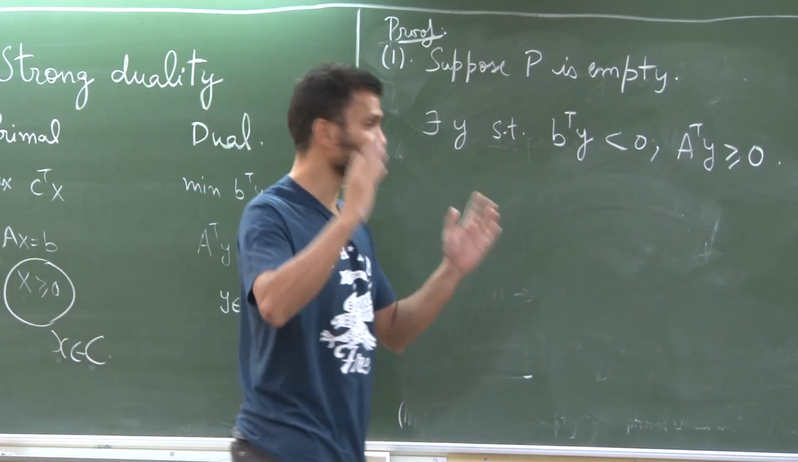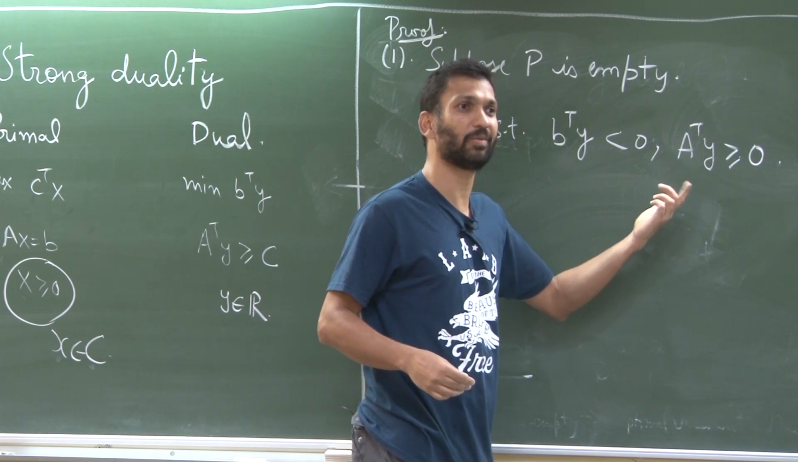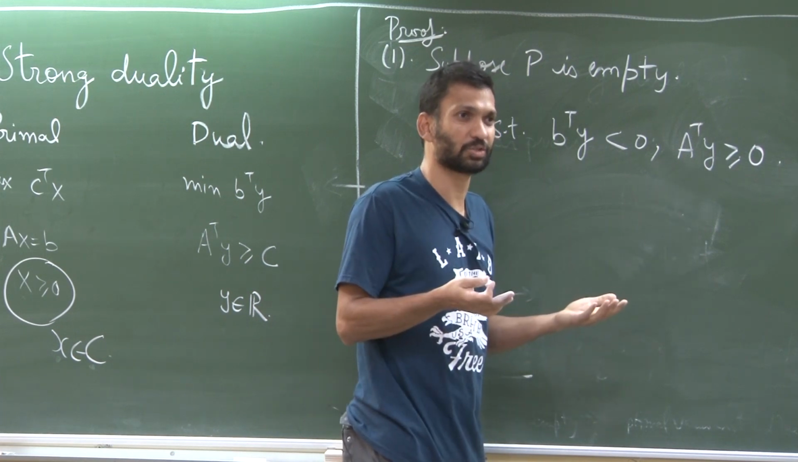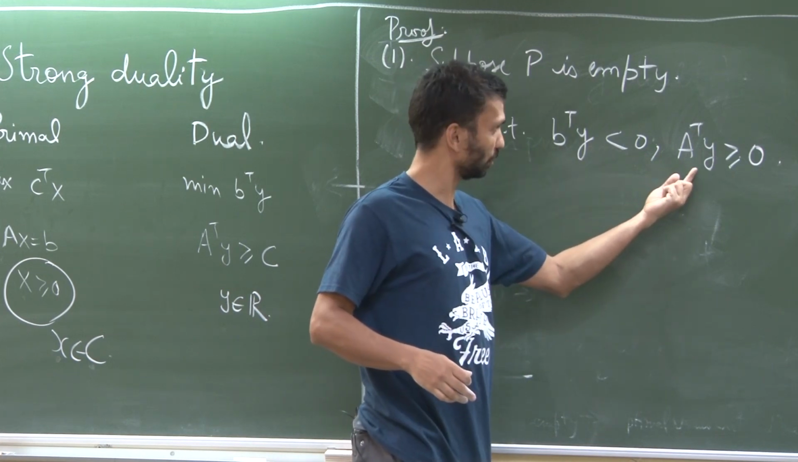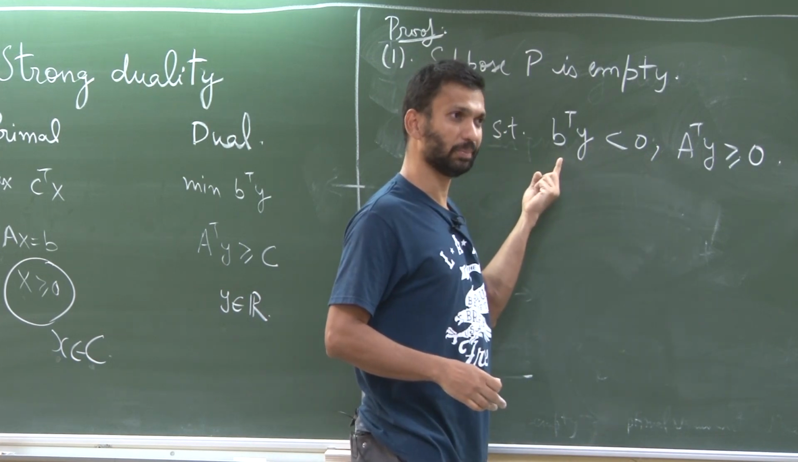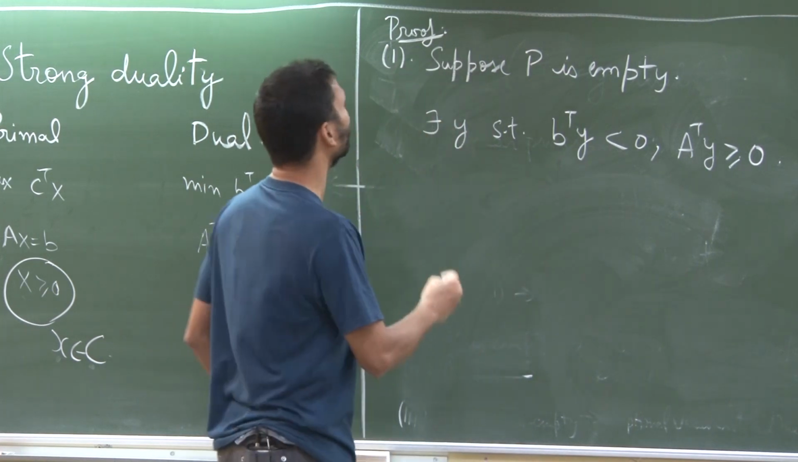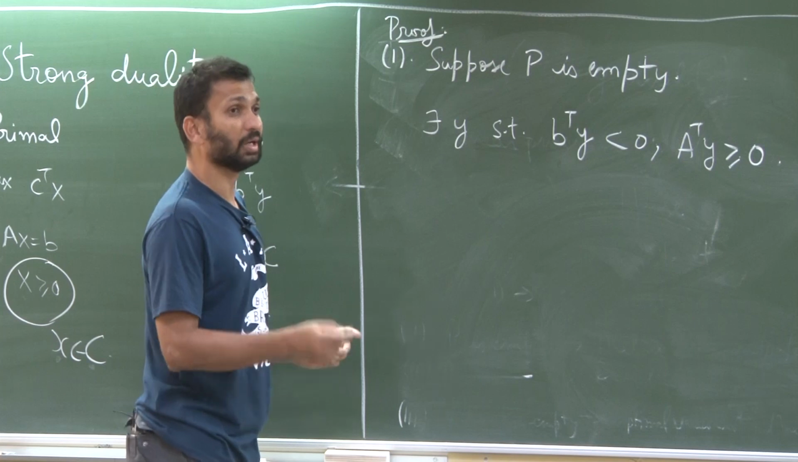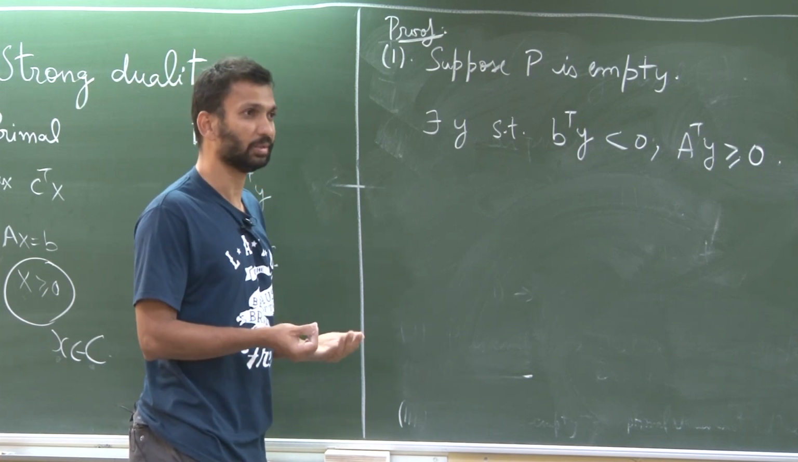Okay, in the original thing, if I had written the opposite signs, don't worry, you can multiply y by -1, right? So there is a hyperplane separating the cone and the point P, right? This was the hyperplane separation theorem. Great. Now, D could be empty or D could be non-empty, right?